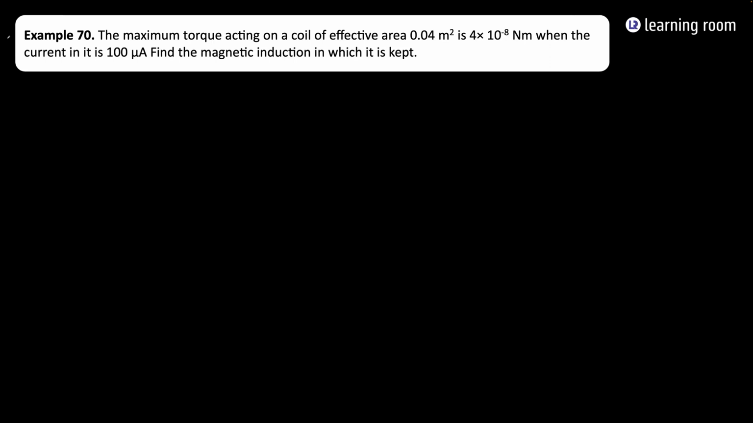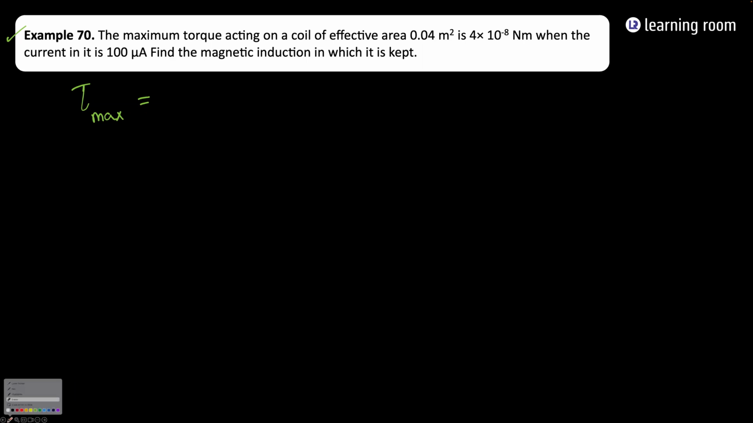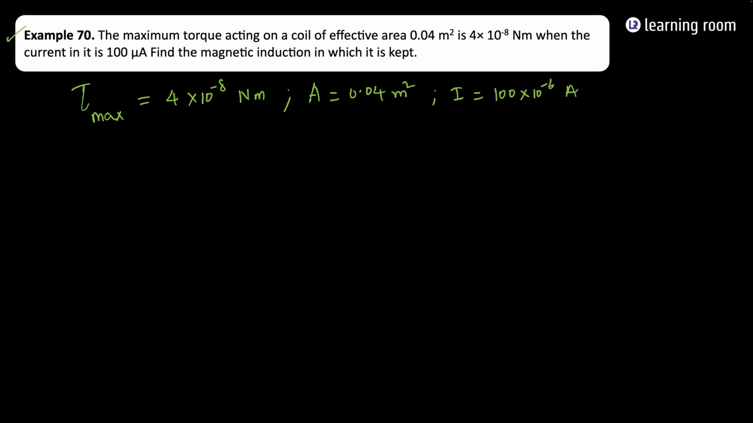Based on the torque concept, observe the problem: the maximum torque acting on a coil of effective area 0.04 meter square is 4 into 10 power minus 8 Newton meter, when a current of 100 microampere, that is 100 into 10 power minus 6 ampere, is flowing in it. Find the magnetic induction in which it is kept. They're asking for the value of B.